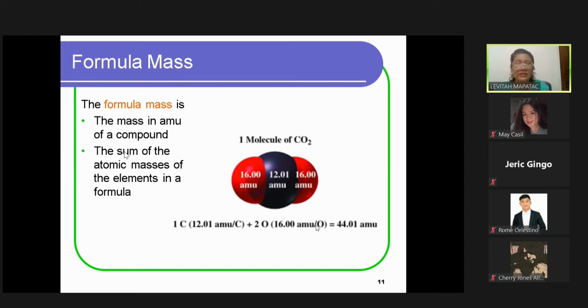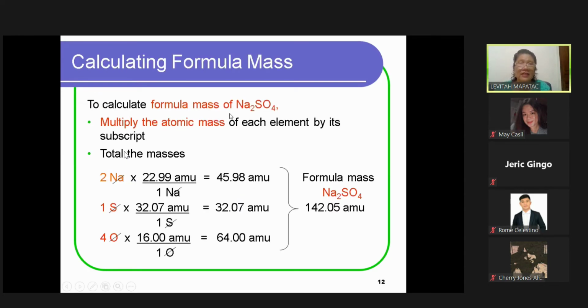Let's move on. For instance here, how are we going to calculate the formula mass of, what is this? This is sodium sulfate. Look, how many atoms are there in each of the elements? First, sodium, how many? Two sodium atoms. Sulfur, how many? One sulfur atom. Oxygen, how many? Four oxygen atoms.